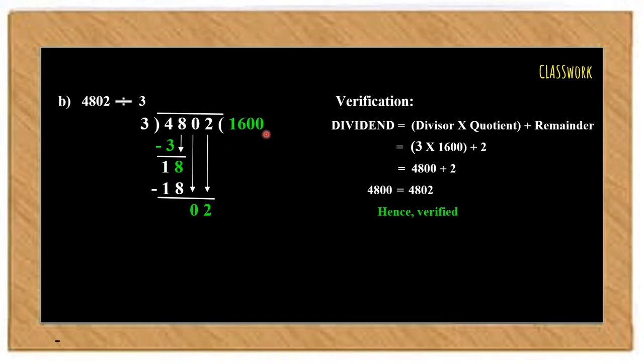To check whether we have obtained the right answer or not, we will proceed for verification. And remember our formula, which is divisor multiplied by the quotient plus remainder. When we put the values, we get 1600 multiplied by 3 plus 2, which gives us the answer as 4802. Comparing it with our dividend, we know that both values are same. Therefore, we can write verified.